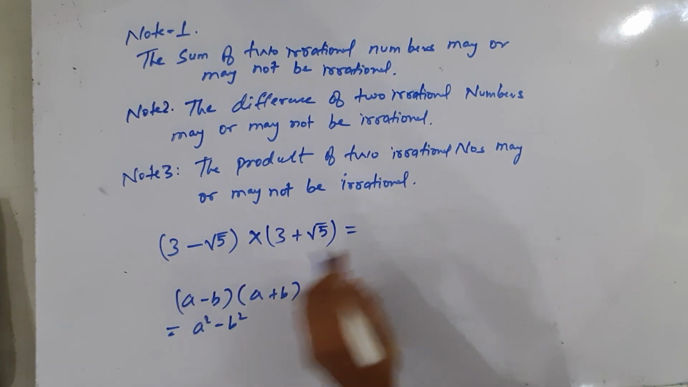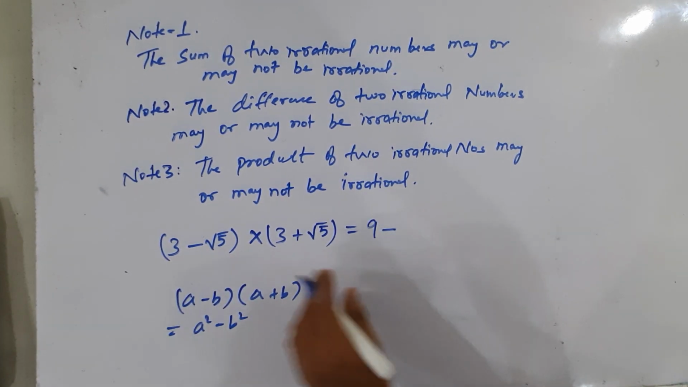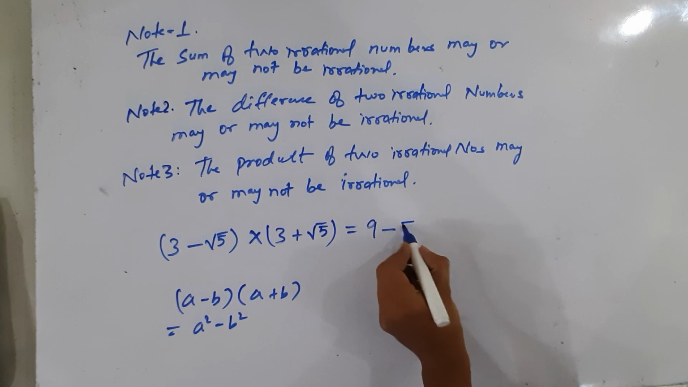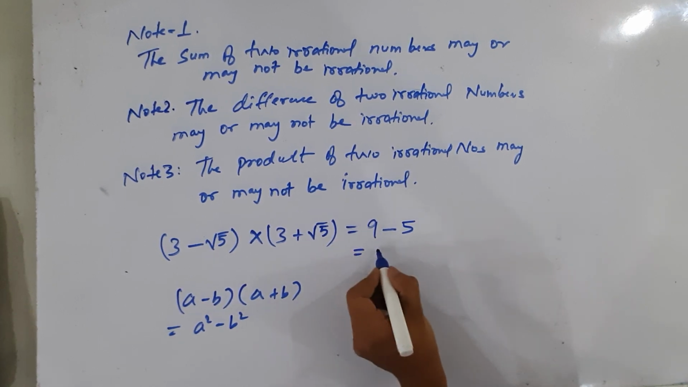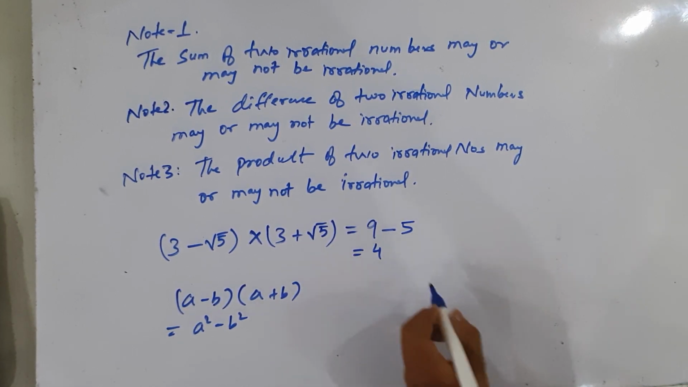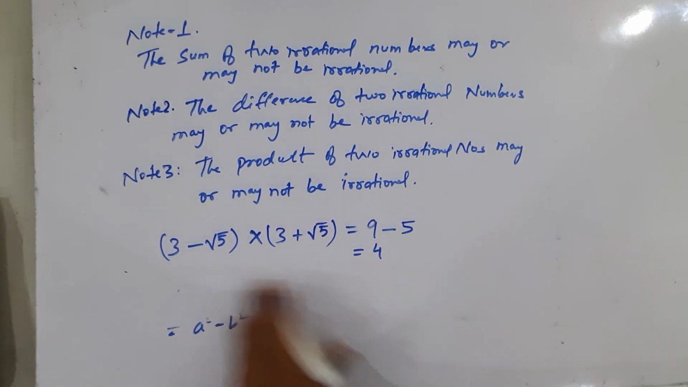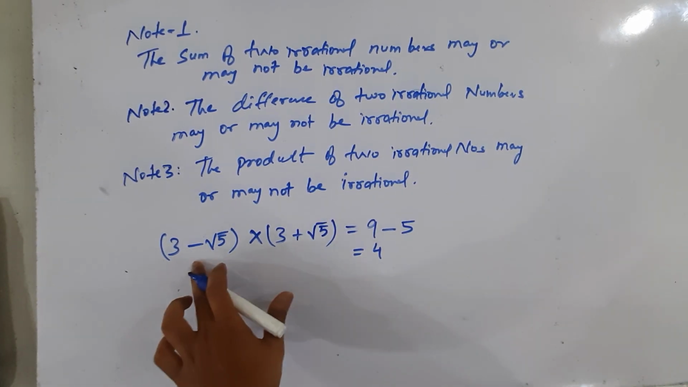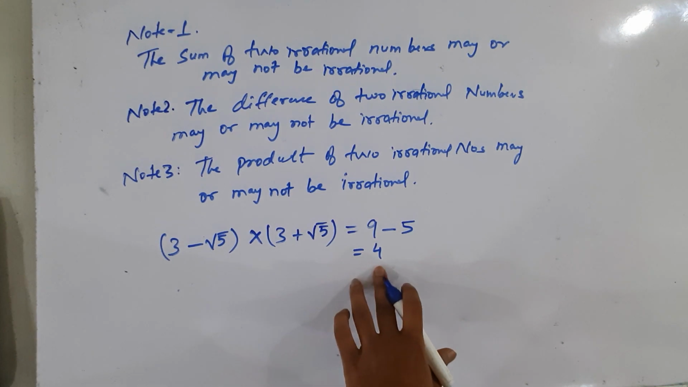So here also we will apply the same method. a square will be 3 3s are 9, minus square of root 5, which is 5. So we get the value 4. So here 4 is a rational number. So the product of a rational number and irrational number, we are getting rational number.